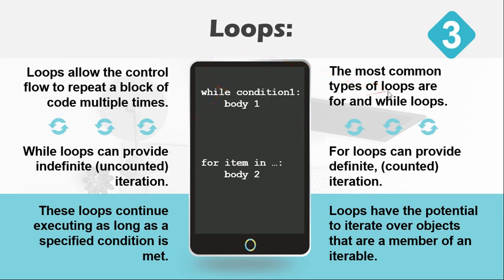The most common types of loop are for and while loops. While loops can provide indefinite or uncounted iteration. For loops can provide definite or counted iteration. These loops continue executing as long as a specified condition is met. This condition could simply be being a member of an iterable. Loops have the potential to iterate over objects that are a member of an iterable.